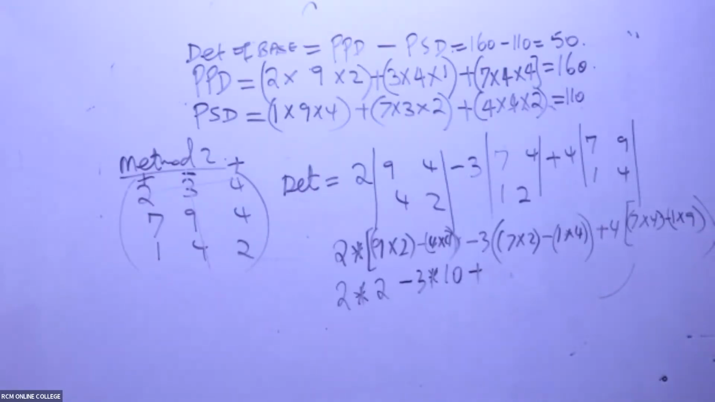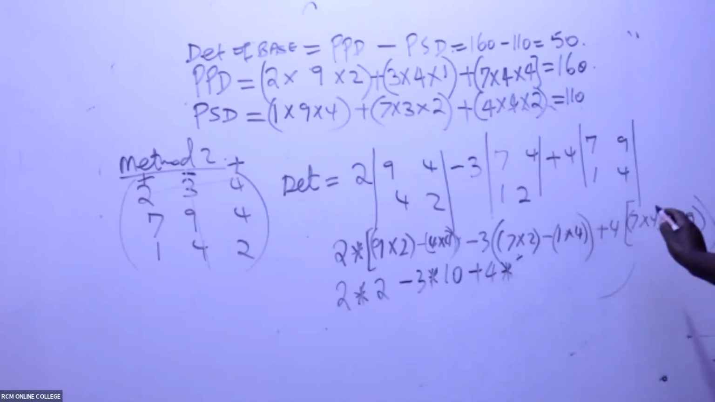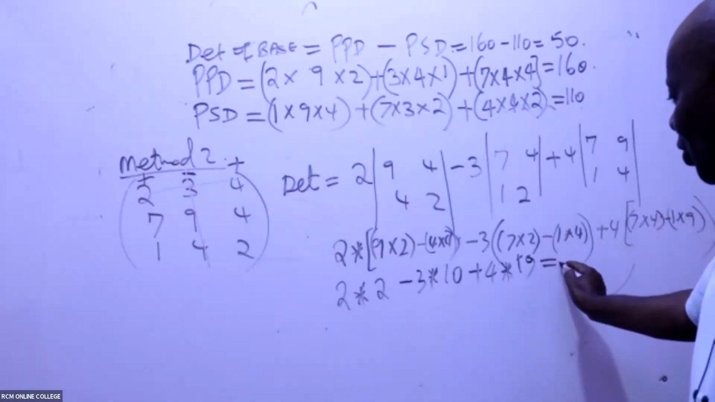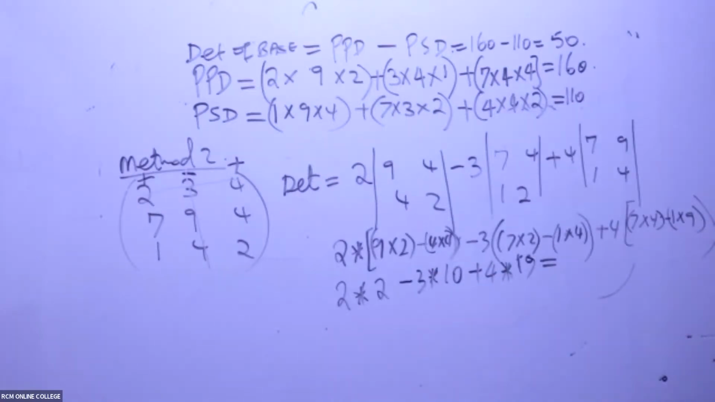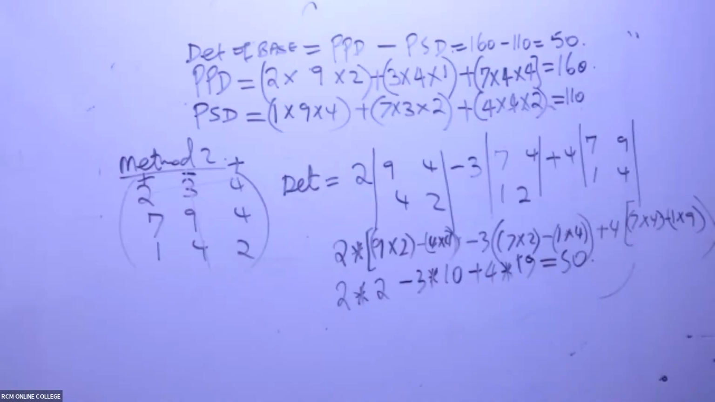Plus, ladies and gentlemen, we have here 4 times, how about what we have here? 7 times 4 minus 1 times 9. What do we have there? I'm being given a figure of 19. So then using your calculator, can you kindly give me the final answer now? It is 2 times 2 minus 3 times 10 plus 4 times 19. And that is the determinant. So the determinant there is 50.